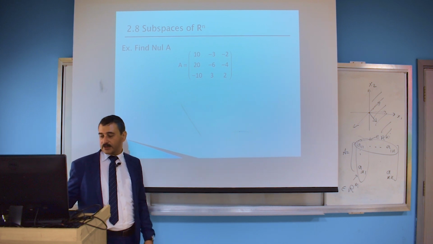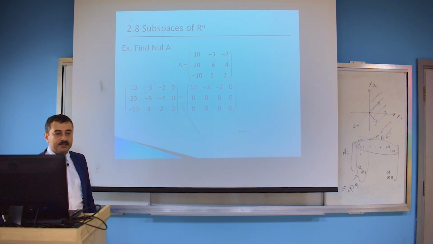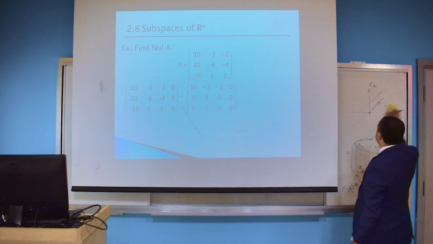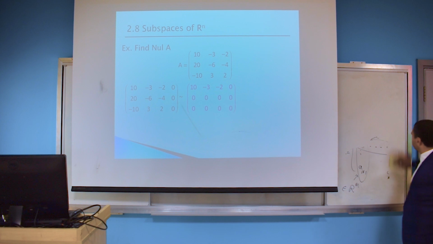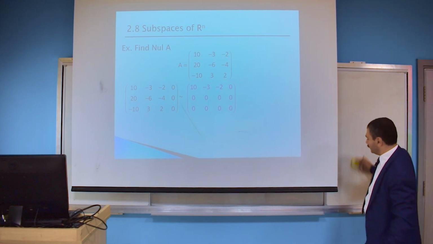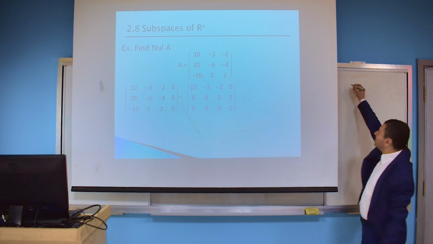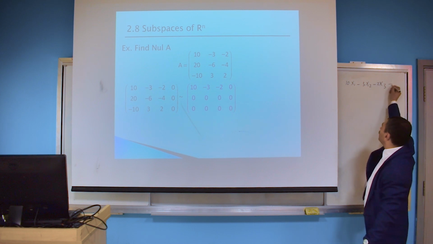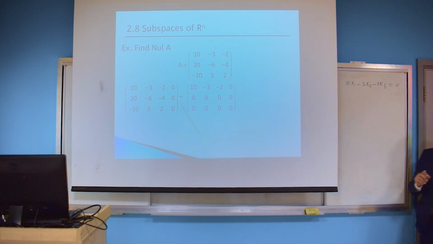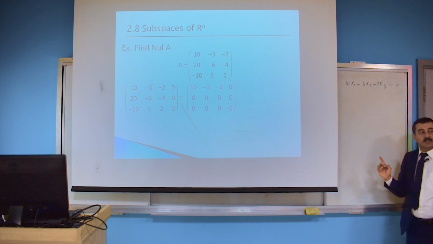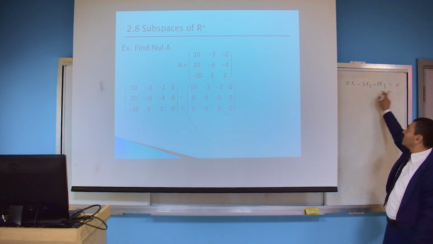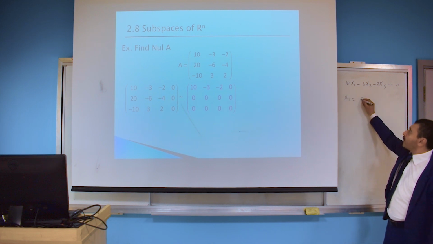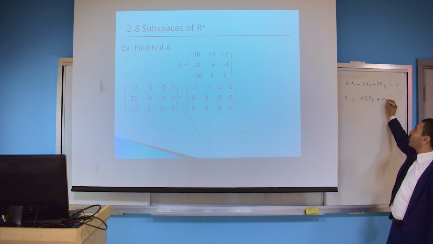Then you'll do the reduction, and after reduction you'll get this matrix. Let's read the solution vector. I have one equation after reduction: x1 minus 3x2 minus 2x3 equals 0. Do you remember? Then we write the pivot variables in terms of the free variables. We have x2 and x3 free, and x1 is the pivot variable. So x1 equals 3x2 plus 2x3.